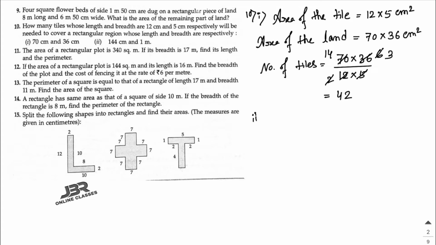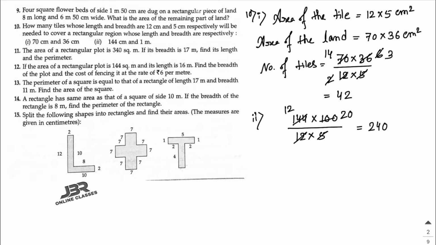Now number 2. In number 2, the area of the land will be 144 and 1 meter. 1 meter means 100 centimeter. So that is the area of the land, and you have to divide it by the area of the tiles. So 12 and 5 is 20, so here 240. Okay, 240 is the number of tiles.